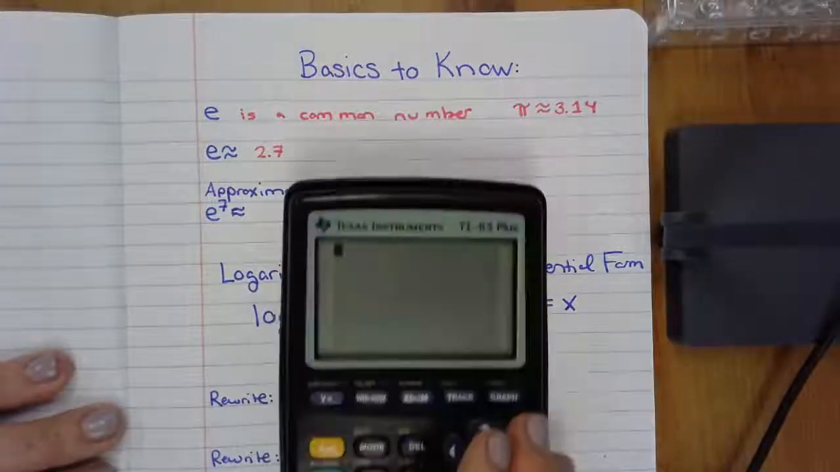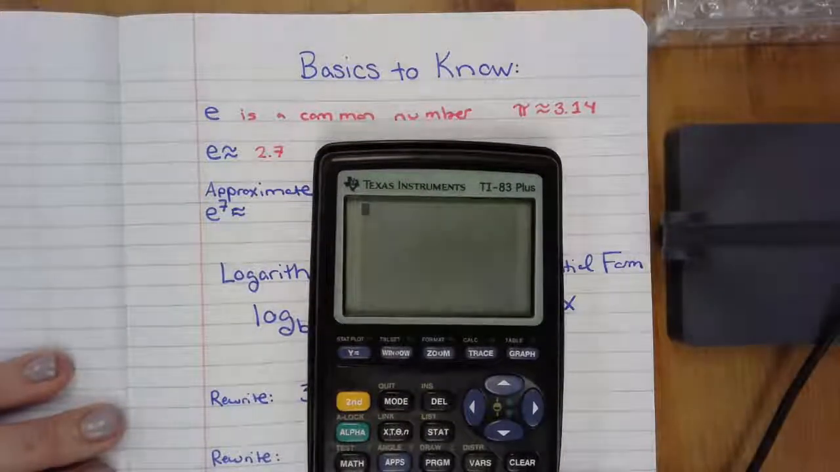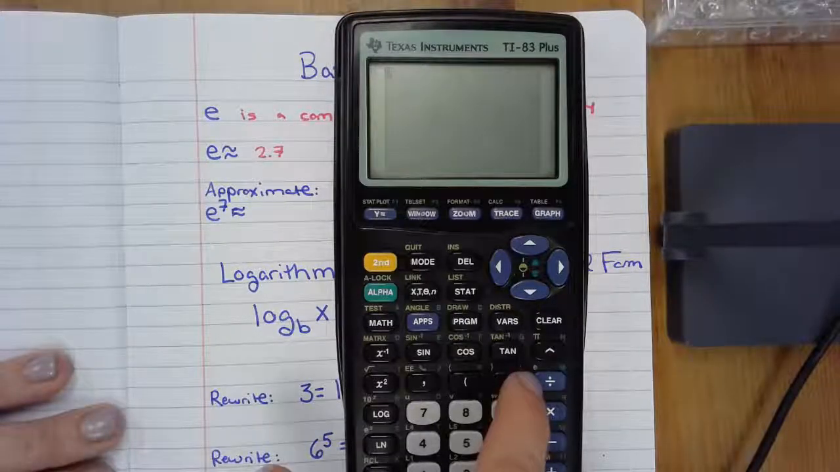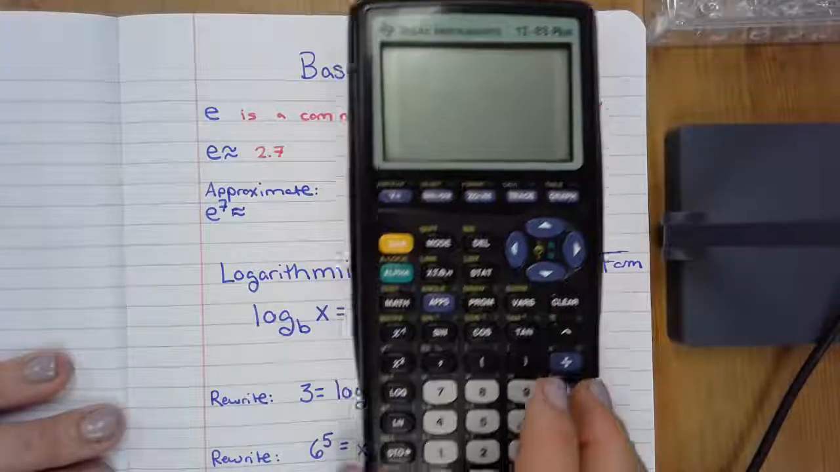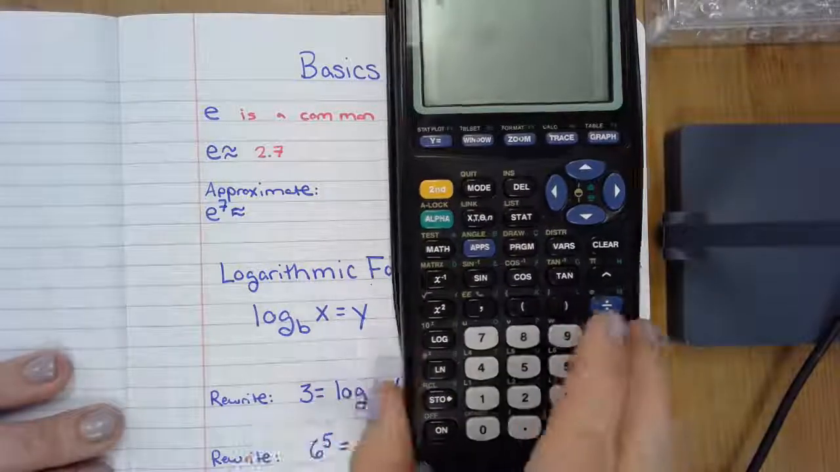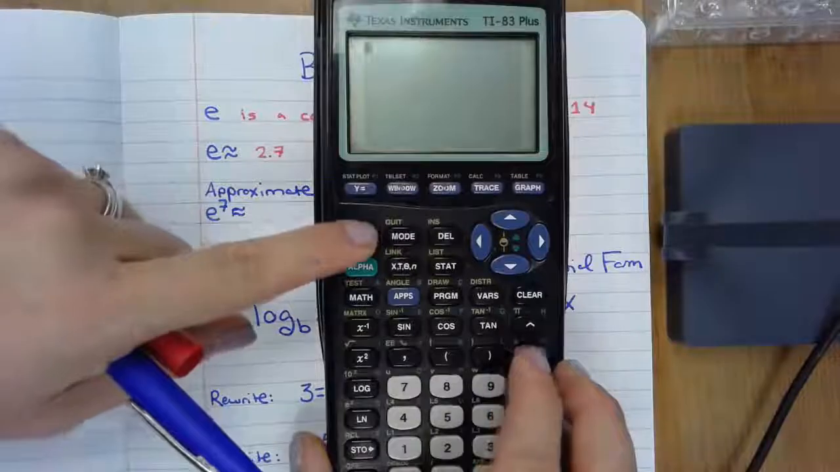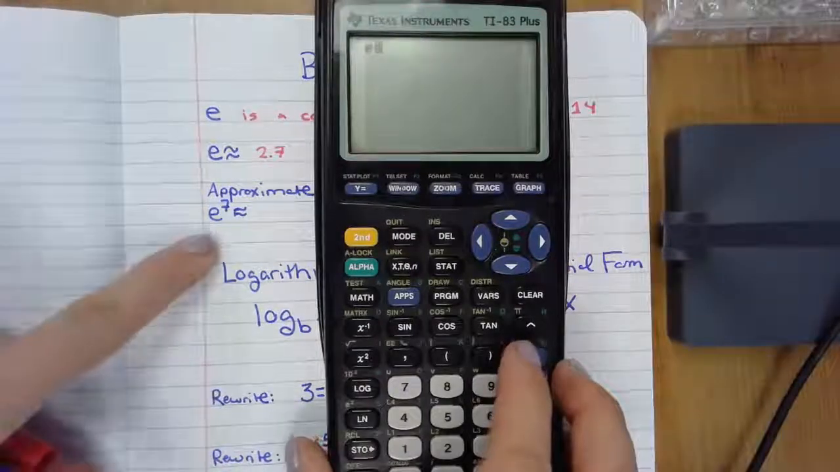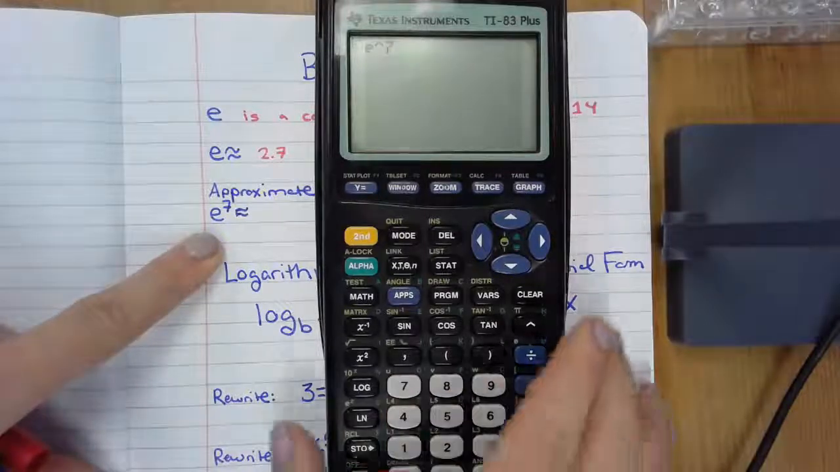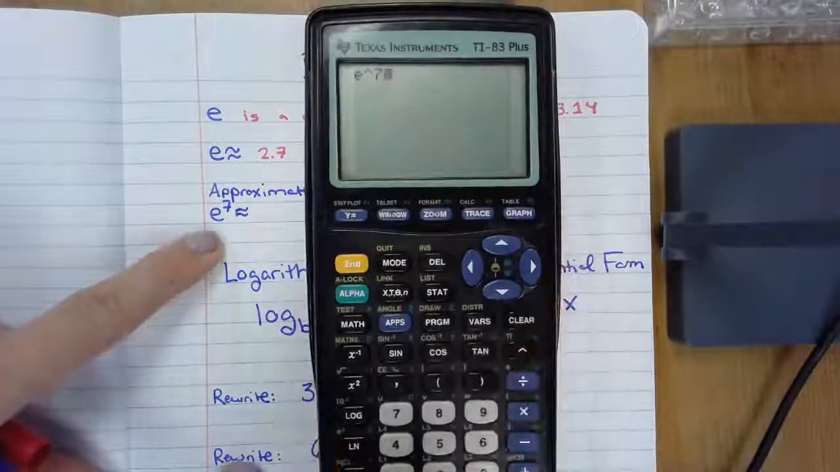So here's my calculator right here, and I'm going to first type in E, and my E is found in two places. One, it's the little second button right here, and then also it's the little second button down here, and it pops up with an exponent. Okay, so I'm going to type in E, and then I'm going to type in raised to the 7. Now before I do that, I have an idea.